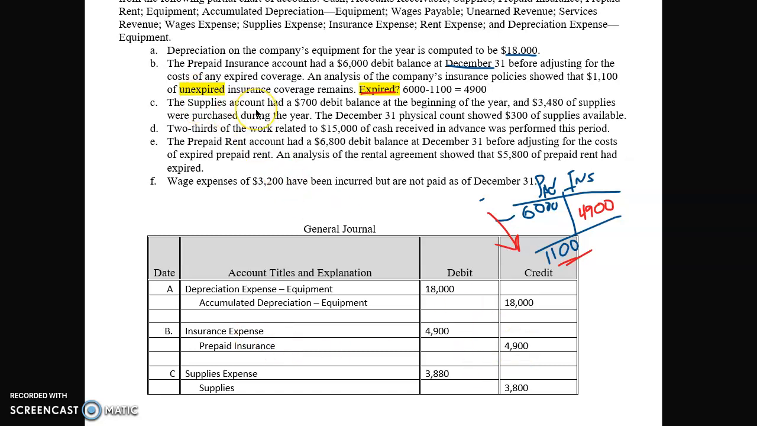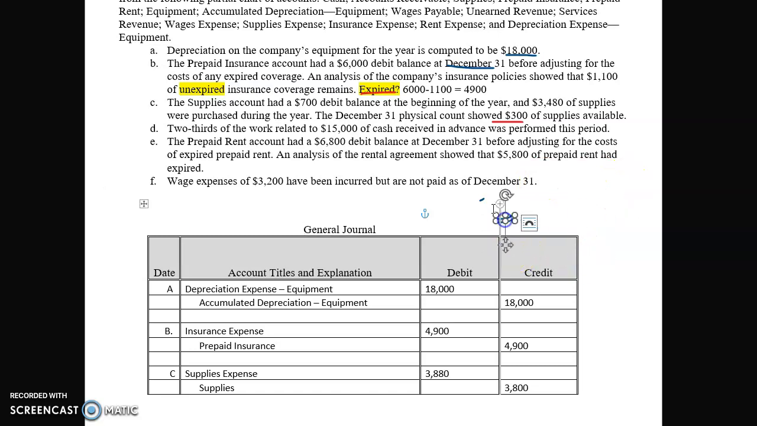Letter C, the supplies account had a debit balance of $700 at the beginning of the year, so like say January 1st. And then during the year, we bought $34.80 in supplies. Then at the last day of the year, somebody goes to the supplies closet, does an inventory, and says, aha, we got $300 left. And they give this information to you, and they say, create a journal entry. And you will. Let's talk about that journal entry.